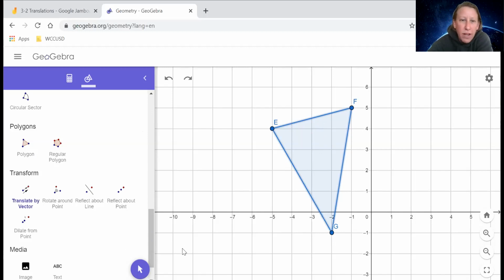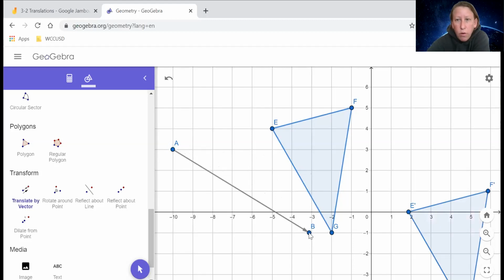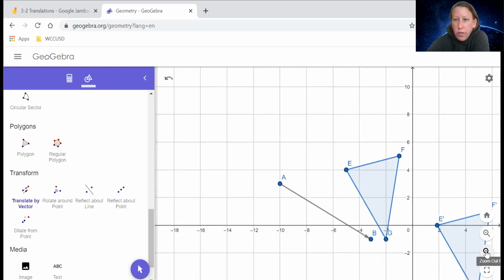And now we want the vector. And the vector was 7, -4. I'm going to start it here and go 7, 1, 2, 3, 4, 5, 6, 7. And I'm going to go down 4, 1, 2, 3, 4. Something really cool is going to happen when I click this. It's going to move the triangle. And how did it move the triangle? It moved it.